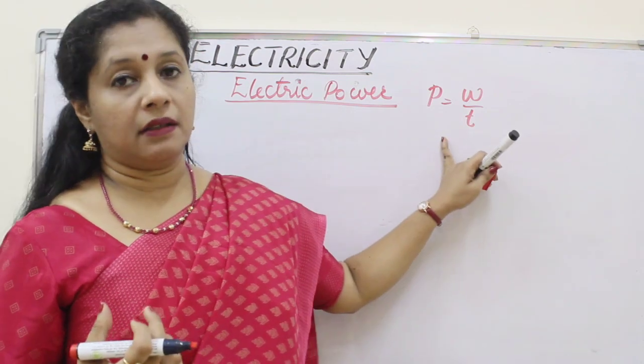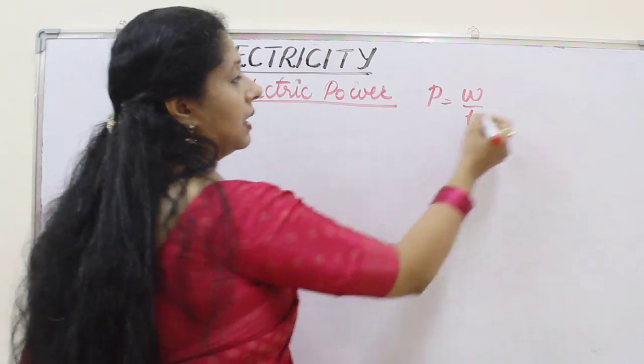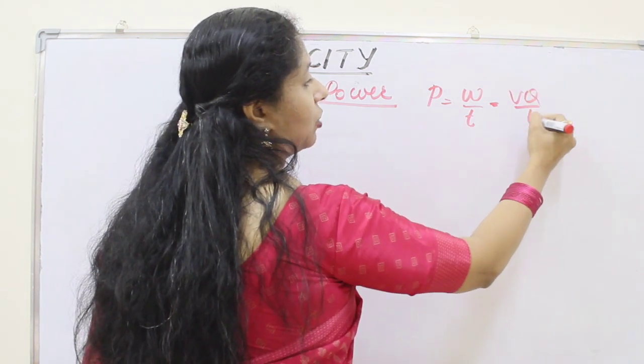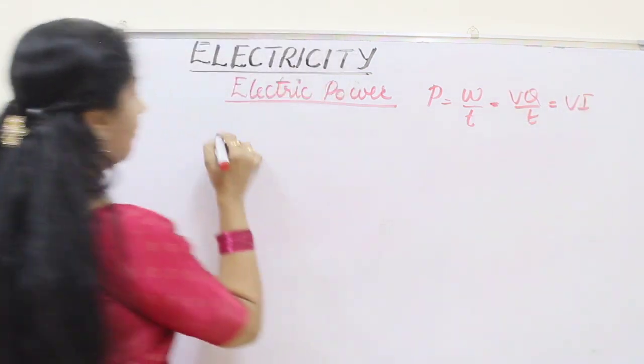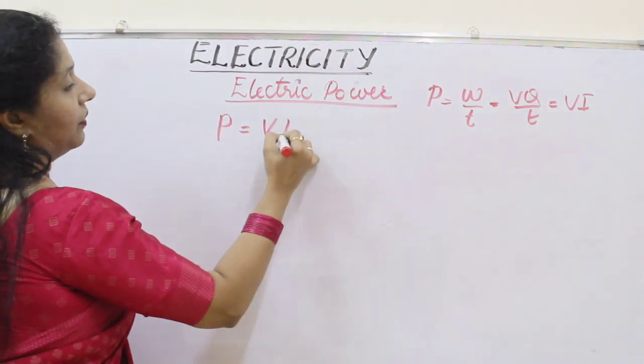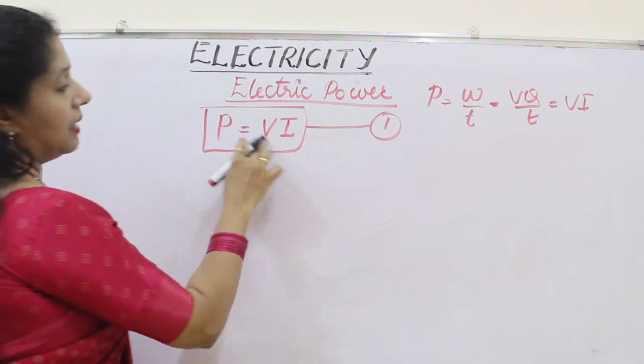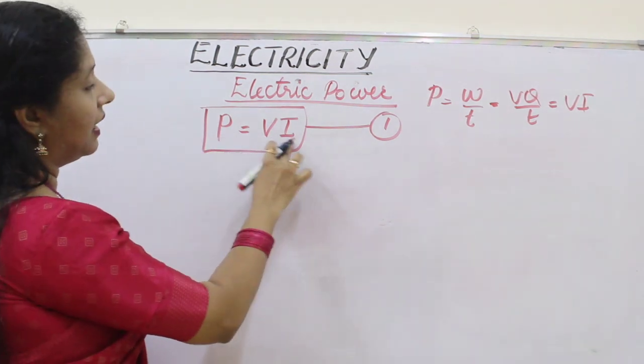So here we can derive the equation P is equal to VQ by T. Q by T is I, so we got the first formula of power, P is equal to VI. So this is the formula to find out power. Power is directly proportional to potential difference and current, V and I.